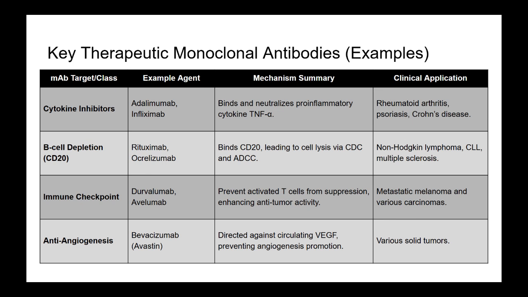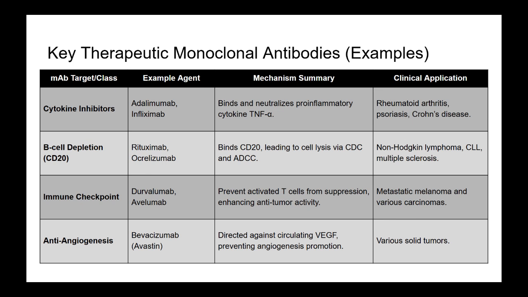Monoclonal antibodies are specialized laboratory-produced molecules designed to target specific classes of molecules for clinical treatment. One important class of these antibodies includes cytokine inhibitors, particularly those directed against tumor necrosis factor alpha. Examples of such agents are adalimumab, marketed under the name Humira, and infliximab. These medications work by binding to and neutralizing the pro-inflammatory cytokine tumor necrosis factor alpha, making them useful in treating conditions like rheumatoid arthritis, psoriasis, Crohn's disease, and ankylosing spondylitis.